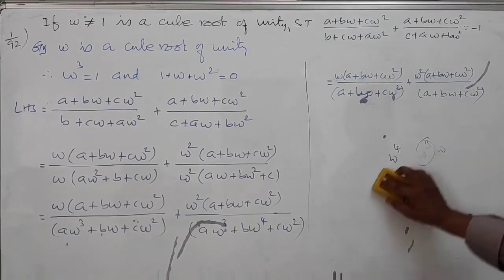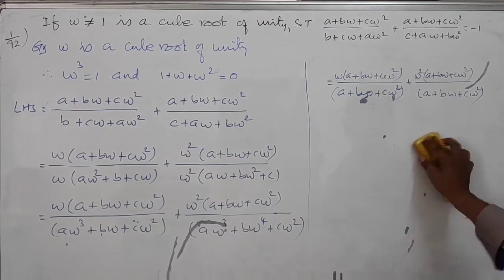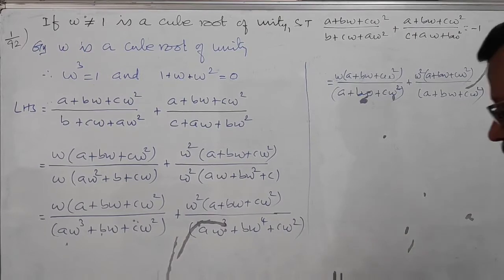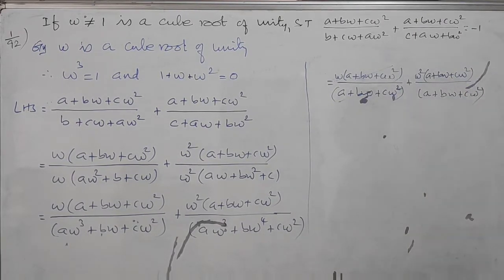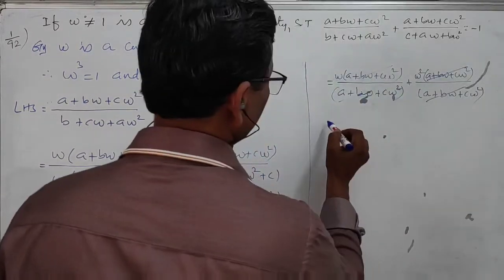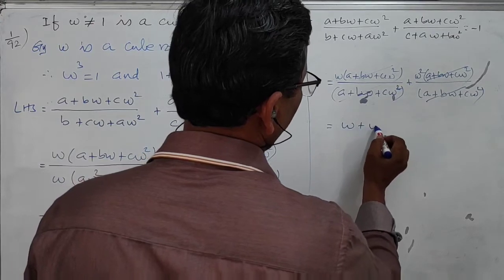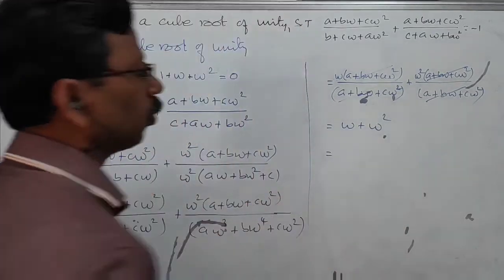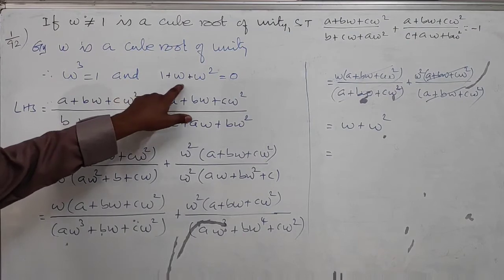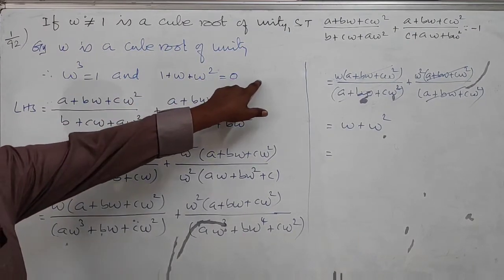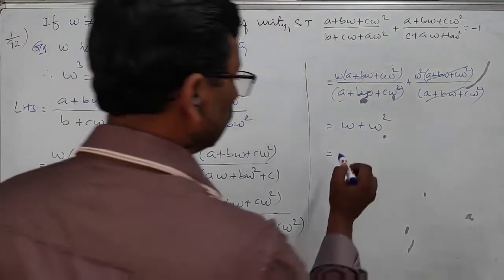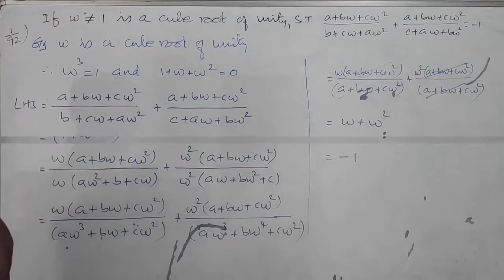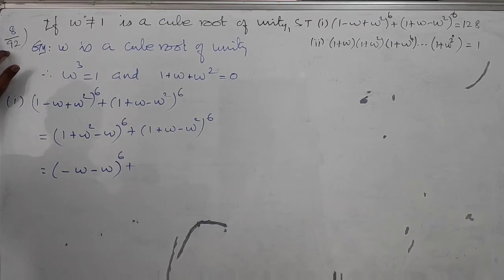Okay, now after this, look at both the terms, these two get cancelled because both are the same terms. Here also you can cancel these two. Now what is left out? Omega plus omega square. See here, 1 plus omega square equal to 0 means omega plus omega square is equal to minus 1. This is equal to minus 1, the answer.